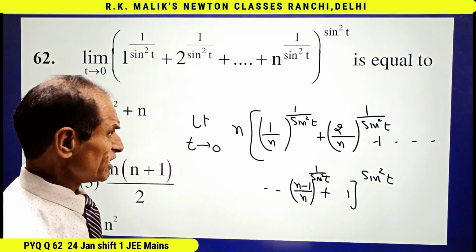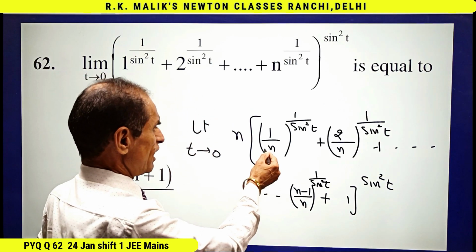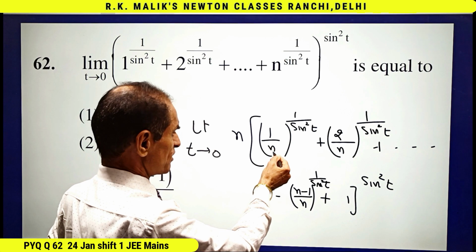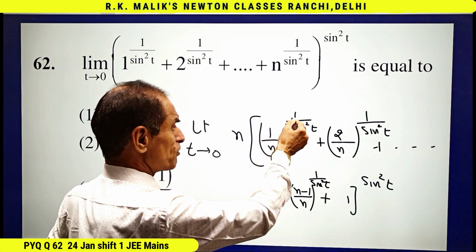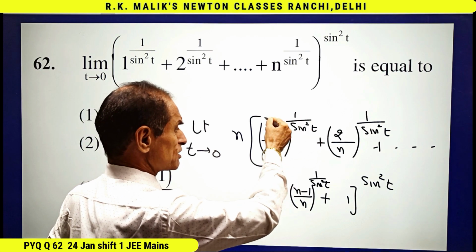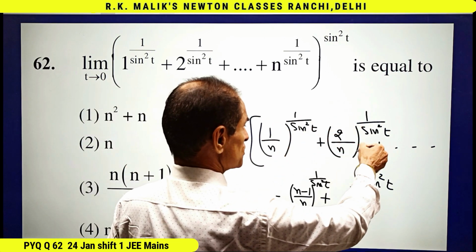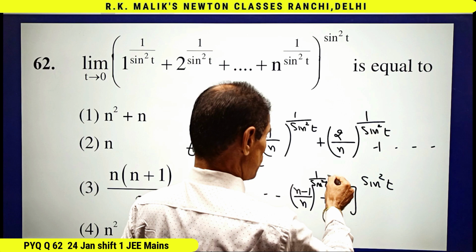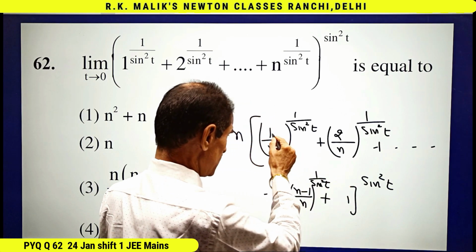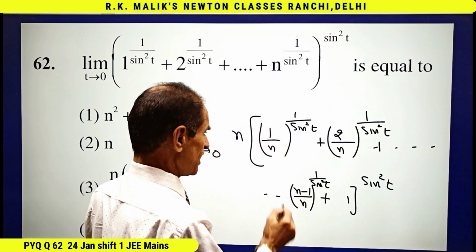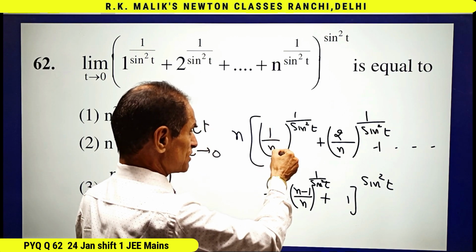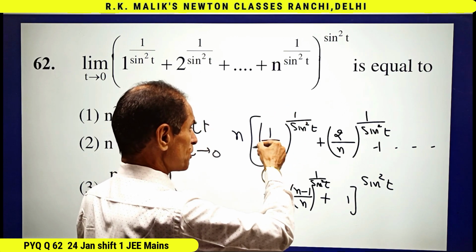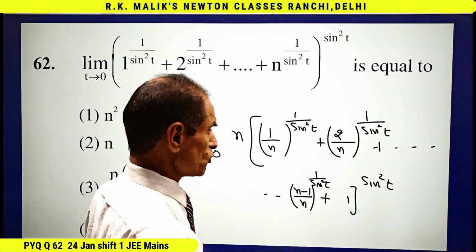It is very easy to see because n is a natural number greater than 1, hence this is less than 1. Therefore, when power tends to infinity, this will tend to 0. Similarly, this will tend to 0. Similarly, this will be tending to 0 because in each case, numerator is less than denominator. Hence, the value of inside is always less than 1. Therefore, the whole thing always tends to 0.